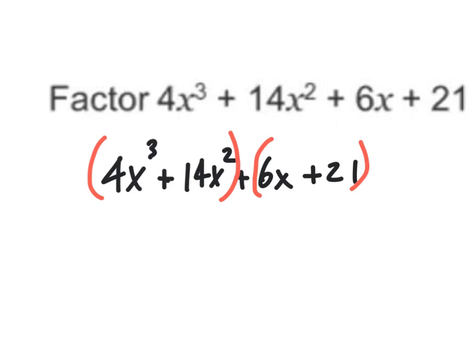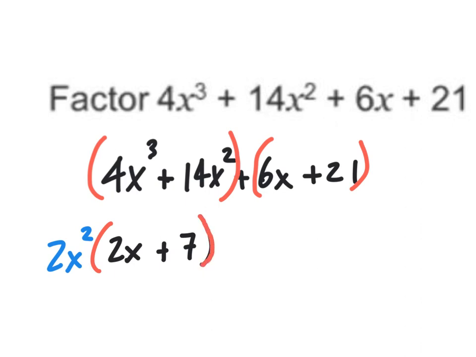Then I figure out what I can factor out of the first set of parentheses. 4 doesn't go into 14, but 2 goes into each of these, and I can factor out an x squared. So I can factor out a 2x squared from each, and I'm left on the inside with 2x plus 7.